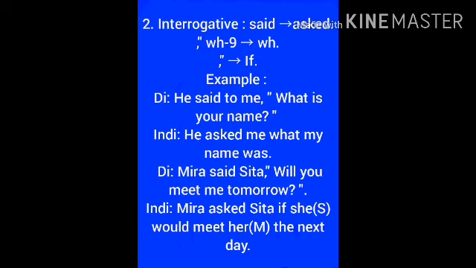Interrogative: said changes to asked. If you see the wh-words, what, who, then that will take its place. Taking out inverted commas. If there is no wh-word, then you have to write it. Example: He said to me, "What is your name?" This sentence has a wh-word, what.